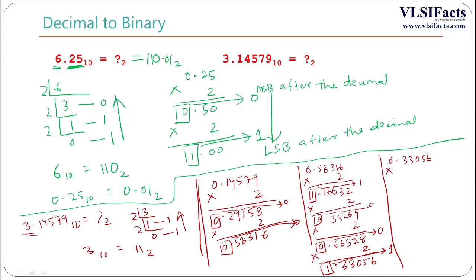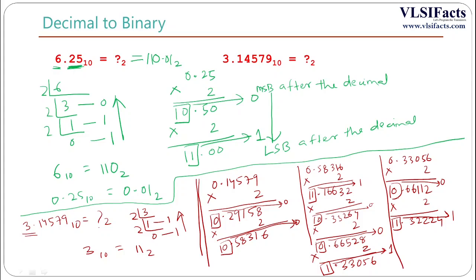0.33056 with 2. I will get 0.66112. Collect this 0. Again I will multiply with 2. So I will get 1.32224. Collect this one. Now the question is, till what point we will keep on doing this multiplication.